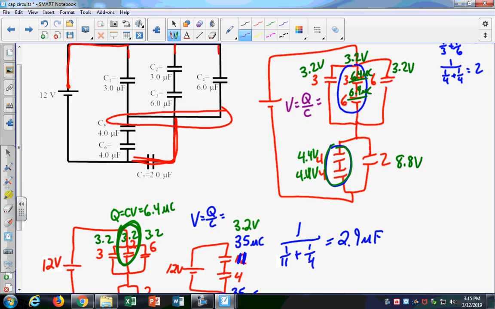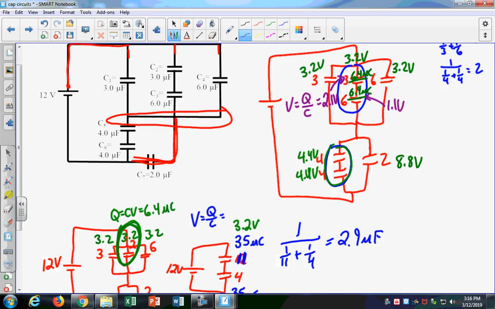So 2.1 on this one. And then on the other one is going to be like 1.1. Is that right? Yeah, 1.1 volts on that one. In a similar way, 6.4 divided by 6. And then you're done. I mean, I would ask you, what is the charge or voltage?